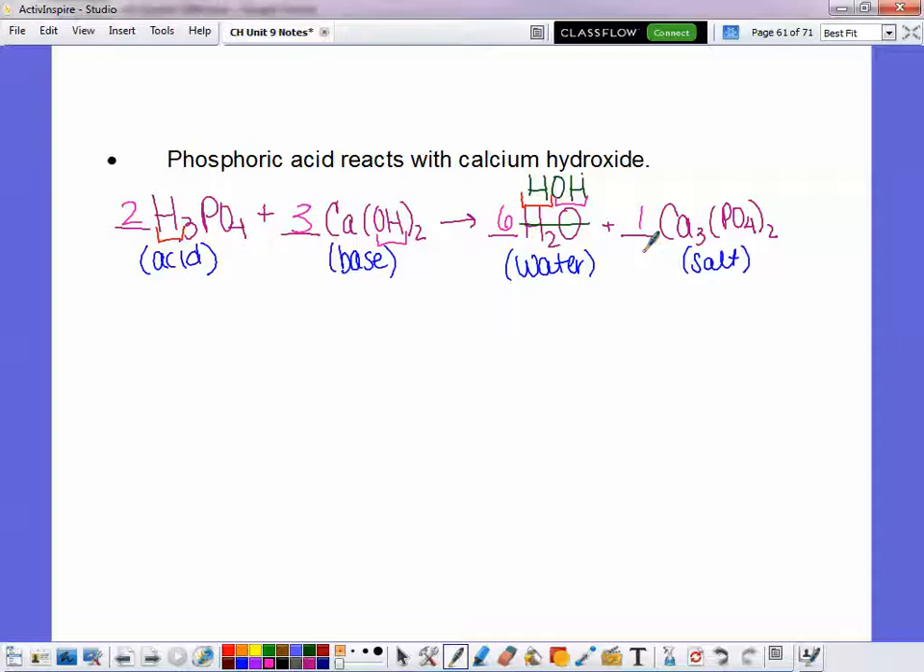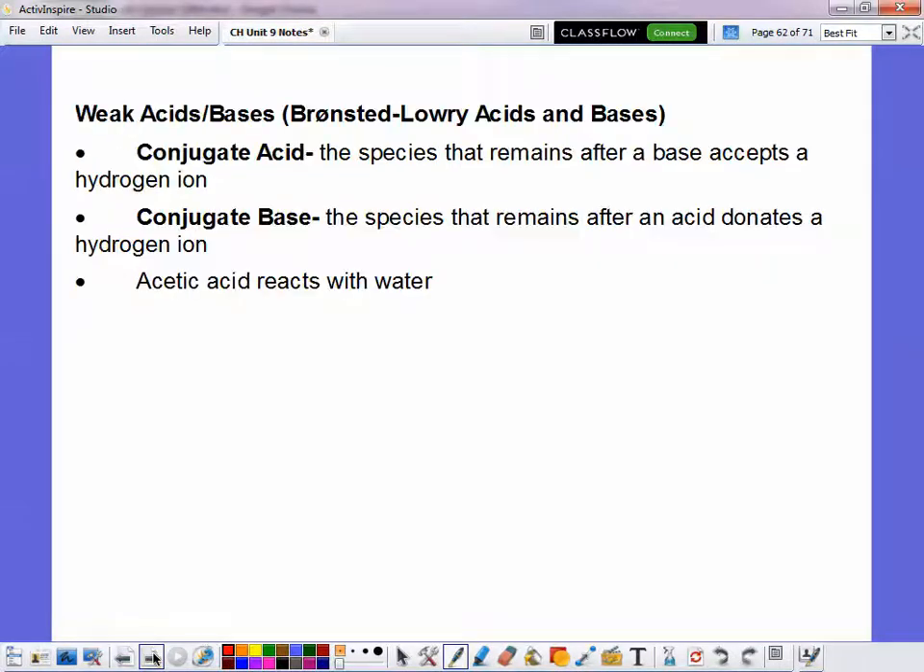I'm assuming we're going to the next page. All right. Come on, next page. There we go. Weak acids and weak bases. These Bronsted-Lowry reactions, okay? These Bronsted-Lowry reactions. So, we'll talk about the conjugate acid and conjugate base in just a moment. Let's write out this reaction. We have acetic acid reacting with water.